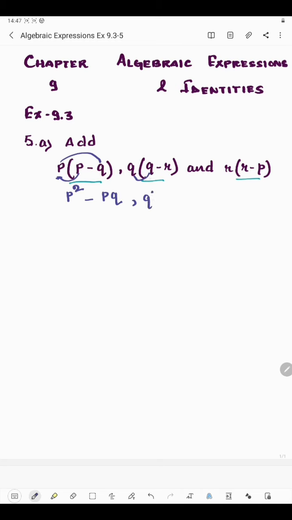So q into q is q square, minus q into the second term, qr. And if you multiply the monomial with the first term of the binomial, r into r is r square, minus r into the second term, rp. Now we will add this all.